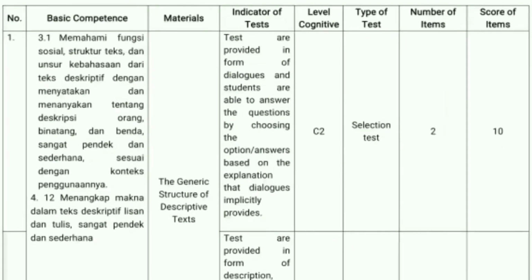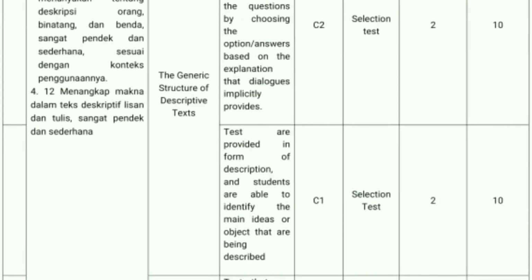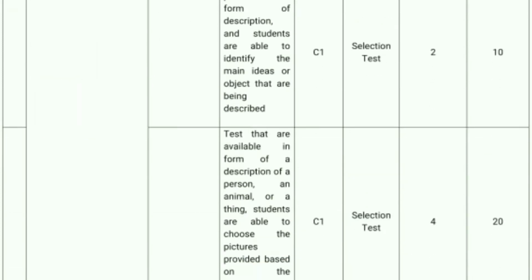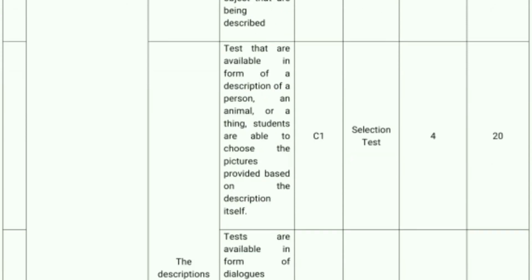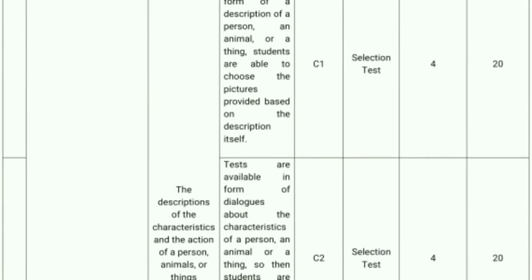And for the task indicator, the tests are provided in the form of dialogue, and the students are able to answer the question by choosing the option or answer based on the explanation that the dialogue implicitly provides. The tests are provided in the form of description, and the students are able to identify the main ideas or objects that are being described. The next one is the tests are available in the form of description of a person, an animal, or a thing, so that students are able to choose the picture provided based on the description itself.